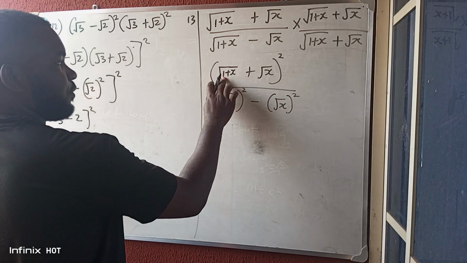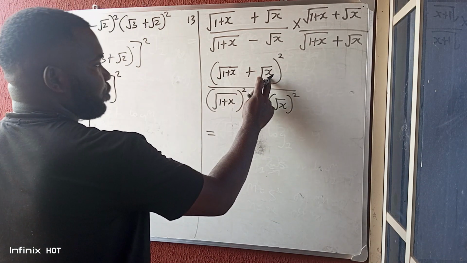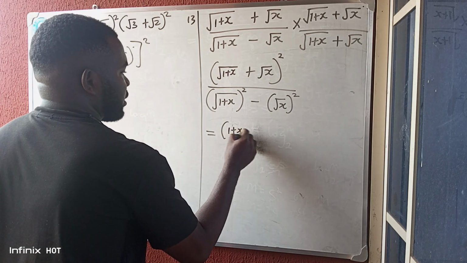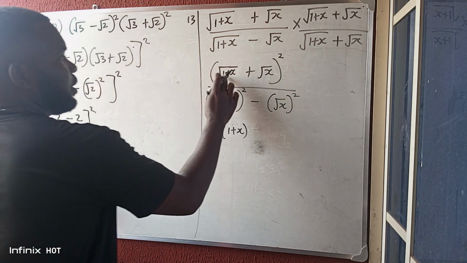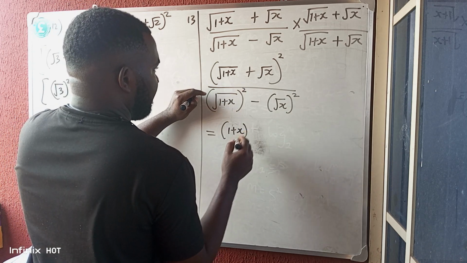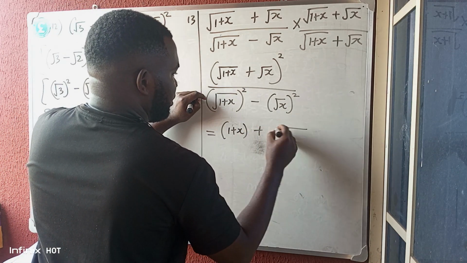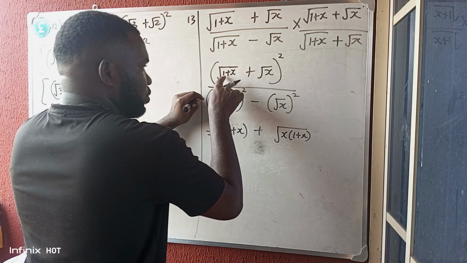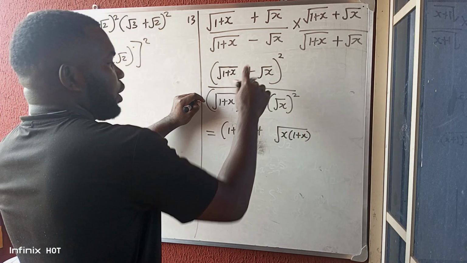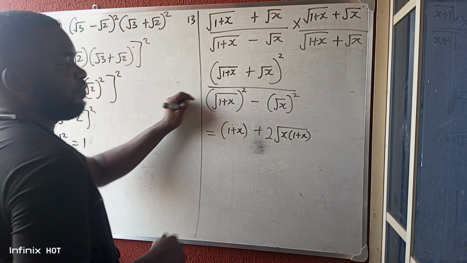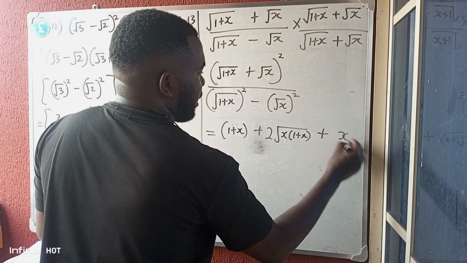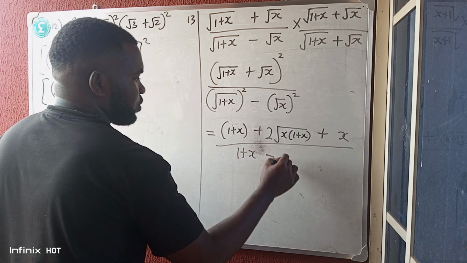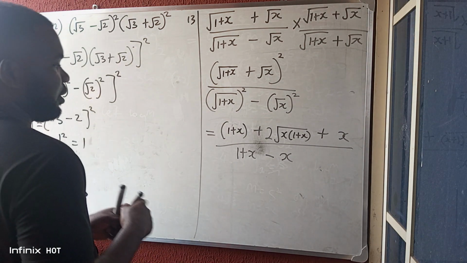Don't forget, square the first one, multiply the first one and the second one and double it, square the last one. If I square the first one, I'm having 1 plus x. The square will cancel the square root. Now this times this will give me root x into (1 plus x), because I'm multiplying inside. Double it will give me the 2 outside here. Then square the last one, I'm having x, all over. This squared will give me 1 plus x minus this squared will give me x. So what am I having here?